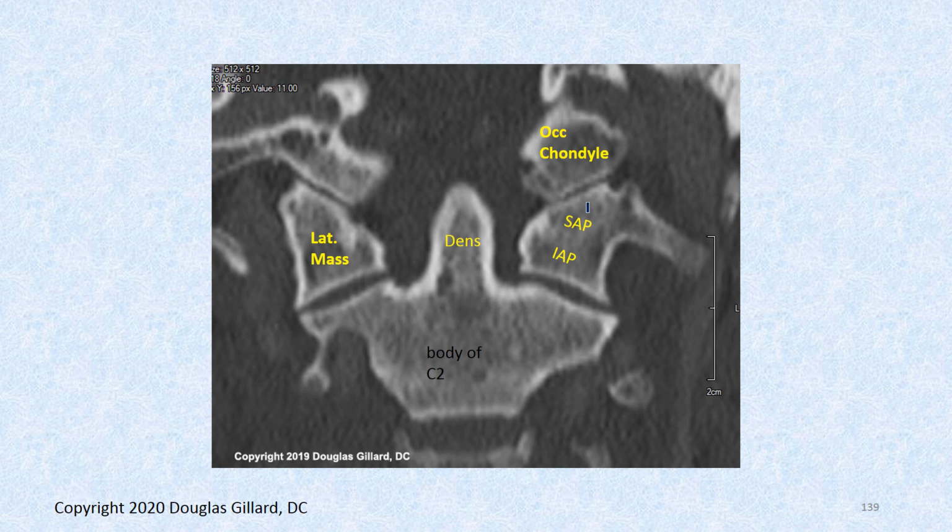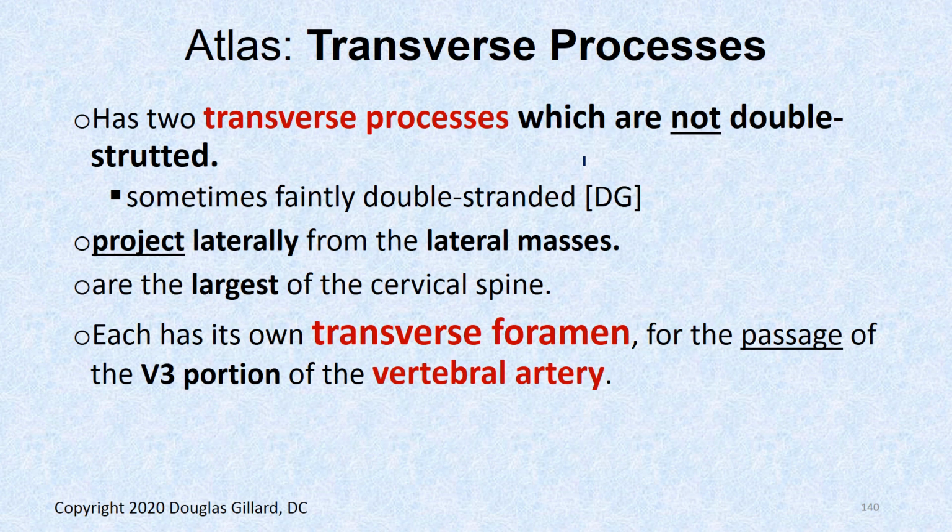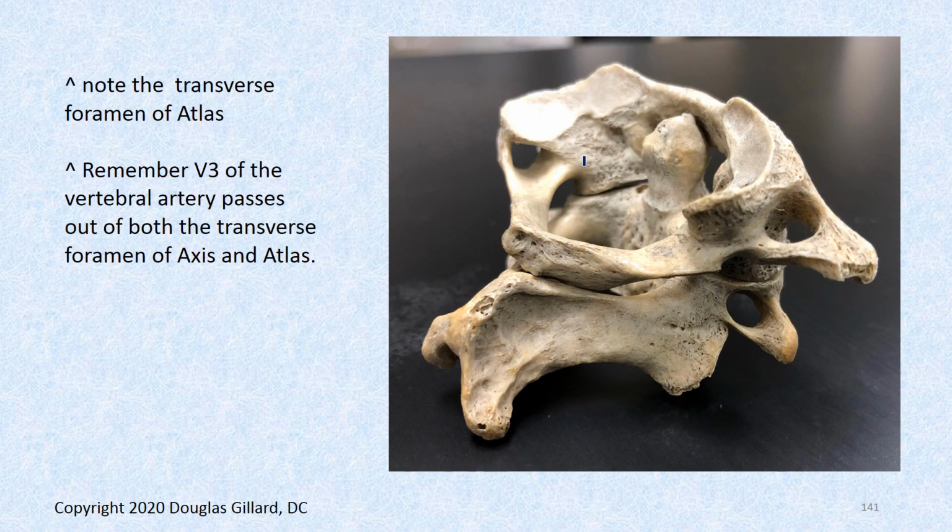Lateral mass, there's a superior articular process of the lateral mass, inferior articular process. It's forming these joints. There's the occipital condyle. CT is very cool, isn't it? We've talked about the transverse process, haven't we?